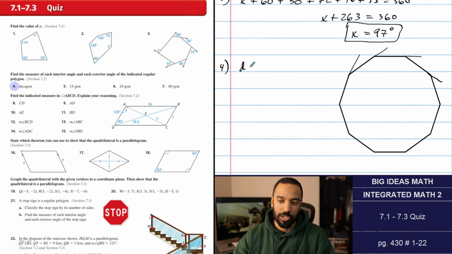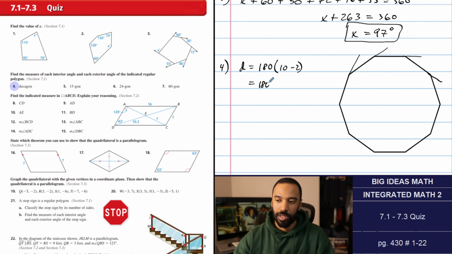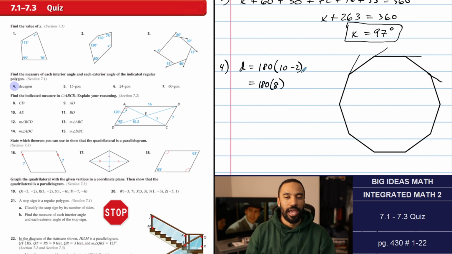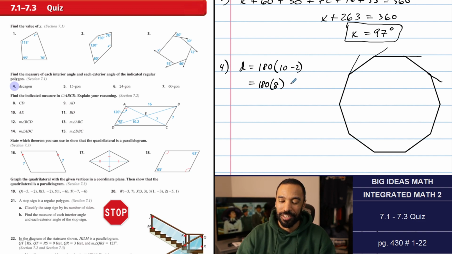Let's start with the interior angle sum of a decagon. Let's take a look at what all these things would add up to. 180 times 10 minus 2. It's 180 times 8. 8 half rotations is 4 rotations. That is a 1440 spin in snowboarding. 1440 degrees. Now that's the sum.